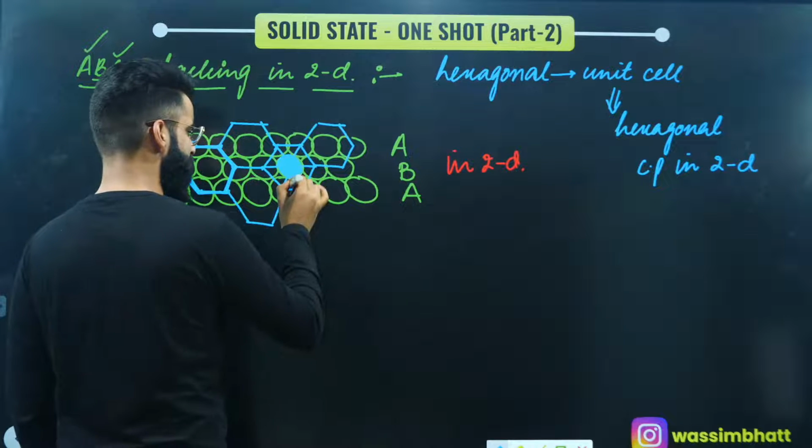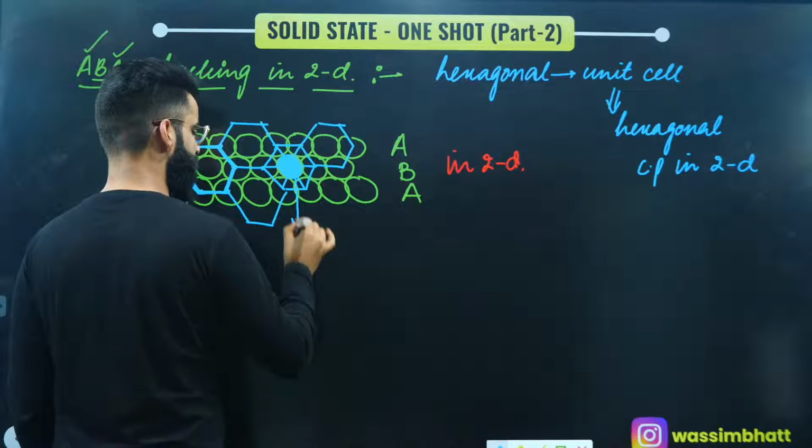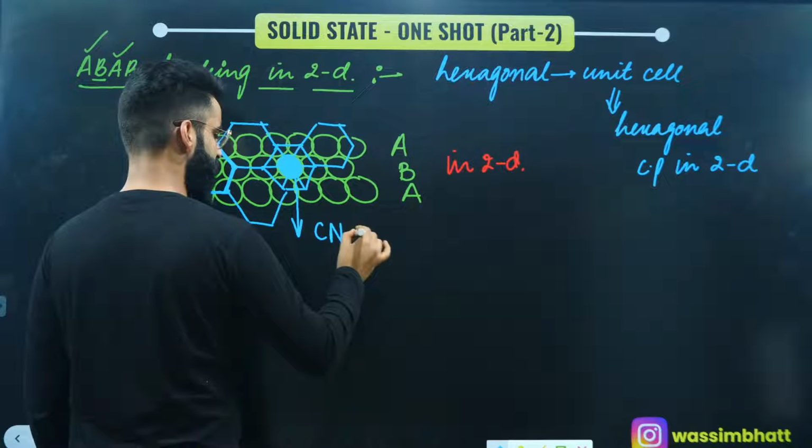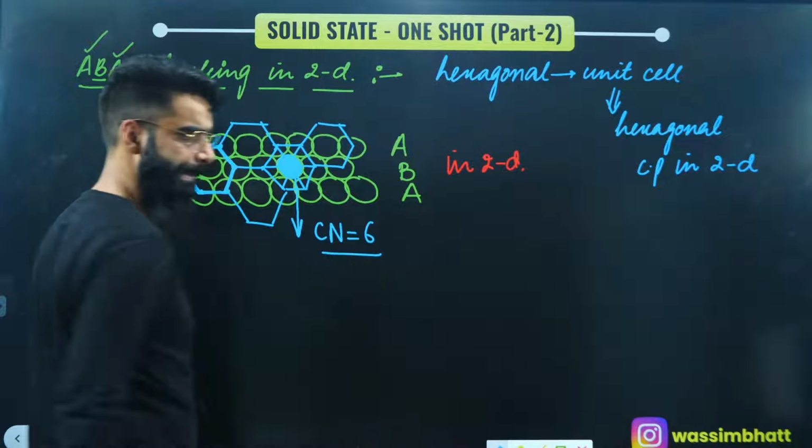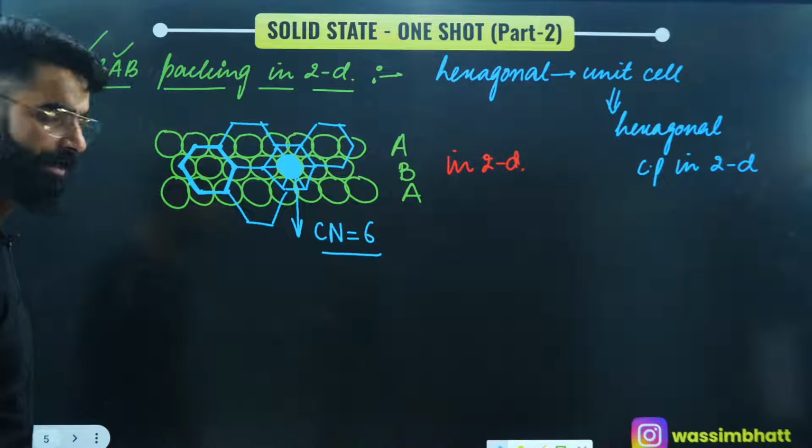So I can simply generalize a statement. The coordination number of each particle in case of AB packing in 2D is going to be 6, right? It's going to be 6, as simple as that, yeah?